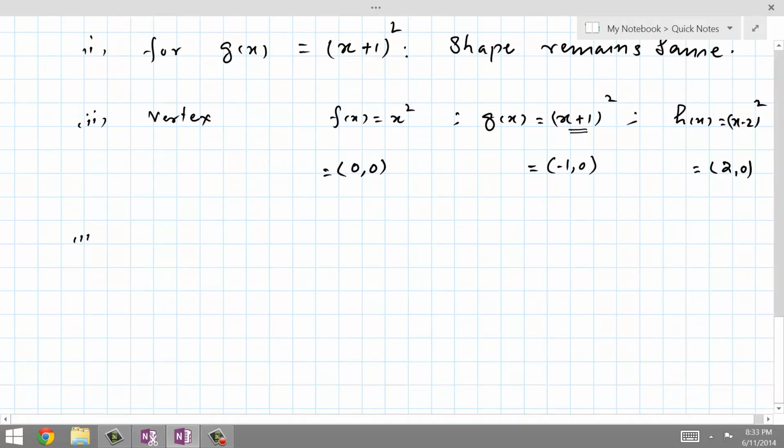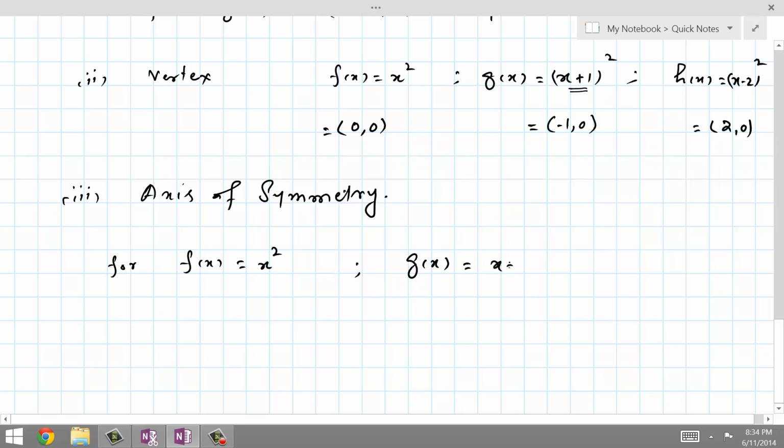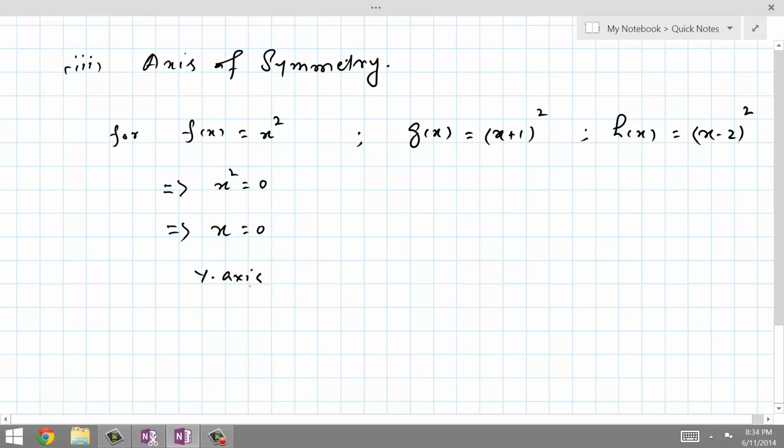And number 3, the third property is axis of symmetry. And we already know the trick. The trick is to just put the square term equal to 0. So the axis of symmetry for f of x equal to x square, g of x equal to (x plus 1) whole square, and h of x equal to (x minus 2) whole square. If we put the square term equal to 0, this means x square equal to 0, I mean x equal to 0 or the y-axis. The y-axis is the axis of symmetry.